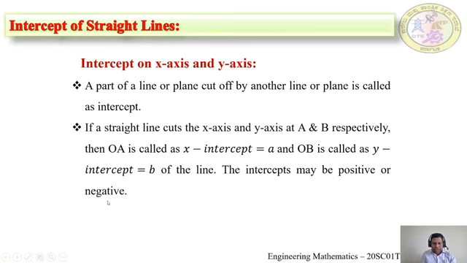So I will show the diagram here. If you look at this, you will get a clear idea. This is the x-axis, and here is the y-axis. A straight line AB cuts the x-axis and the y-axis.